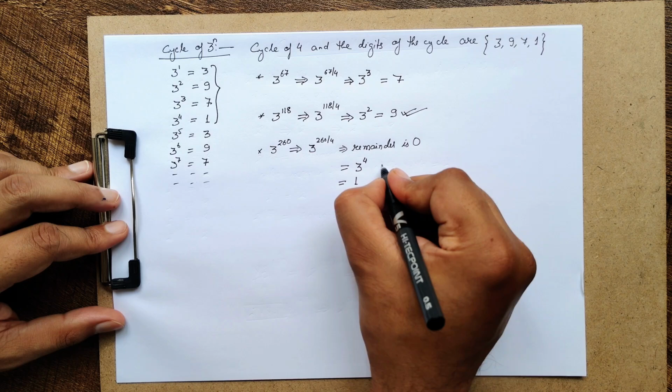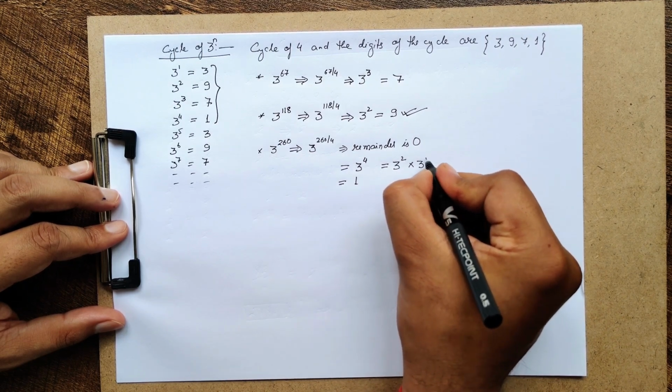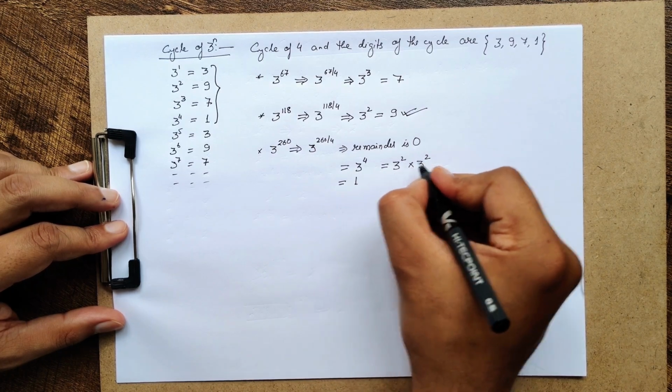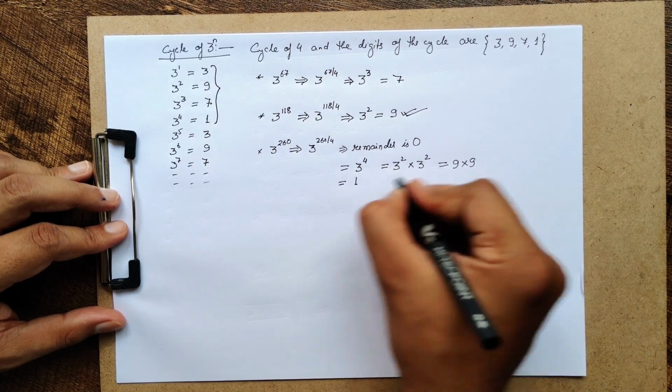If you don't know 3 to the power 4, you can also write it like this: 3 to the power 2 multiplied by 3 to the power 2. Now you know that 3 squared is 9. So 9 into 9 is 81. So hence 1.